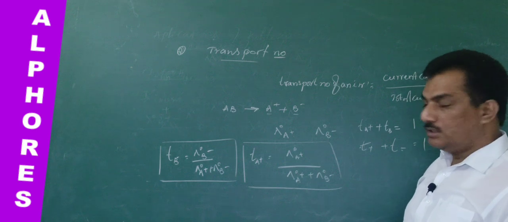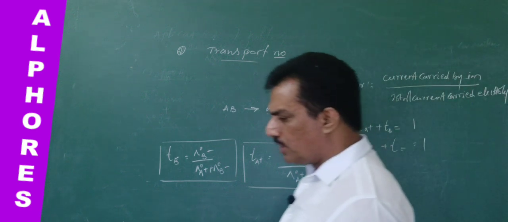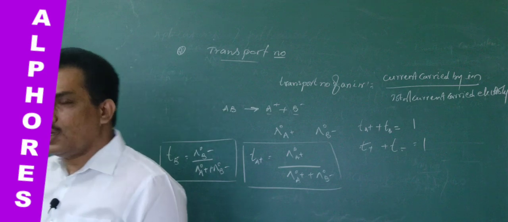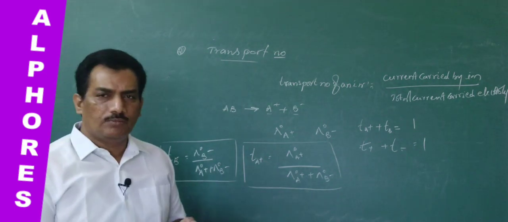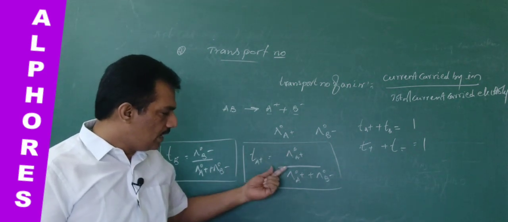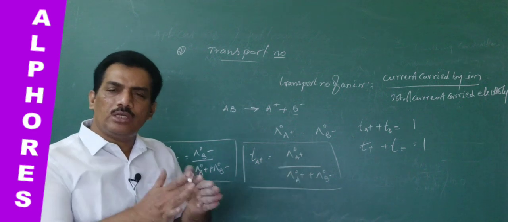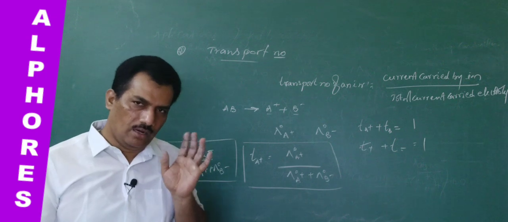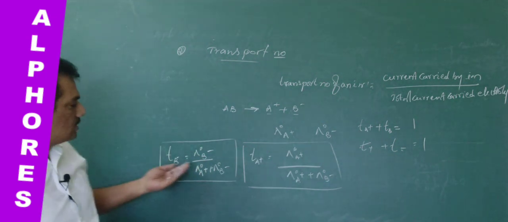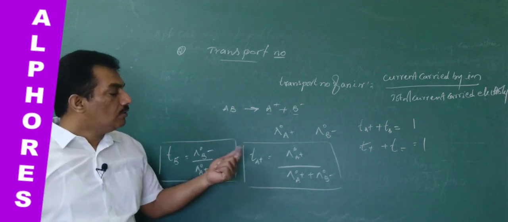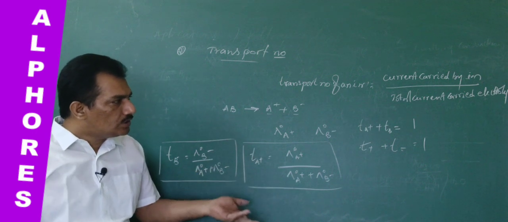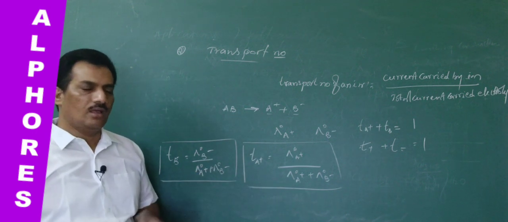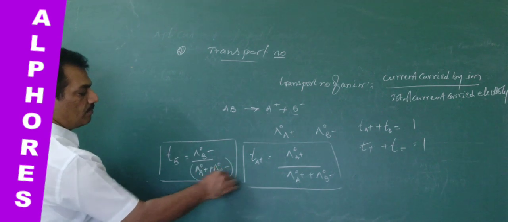Are you clear? The sum of the transport numbers, because the individual ions are sharing their fractions, some part is by A and some part is by B, the total will always come to unity. That unity is nothing but 1. Clear? And now this is transport number. Simply, in this transport number, what is the use of Kohlrausch law? It is just this one.